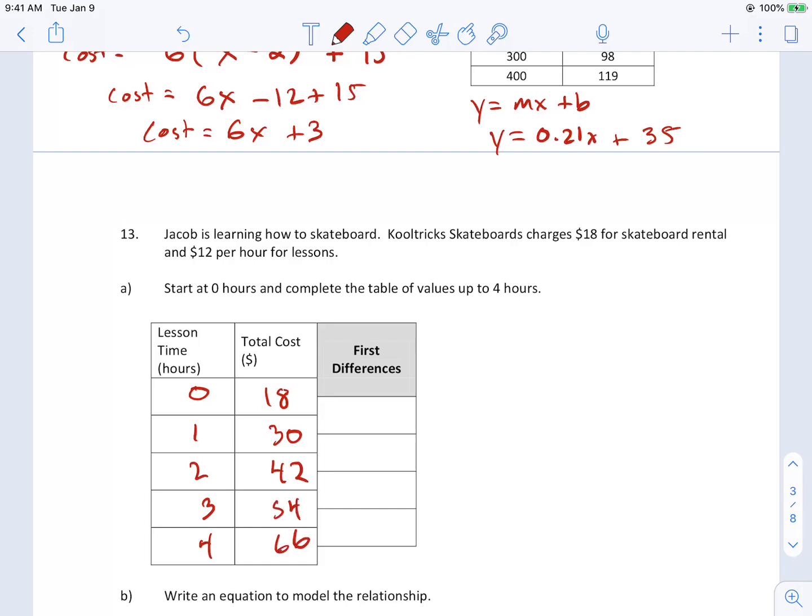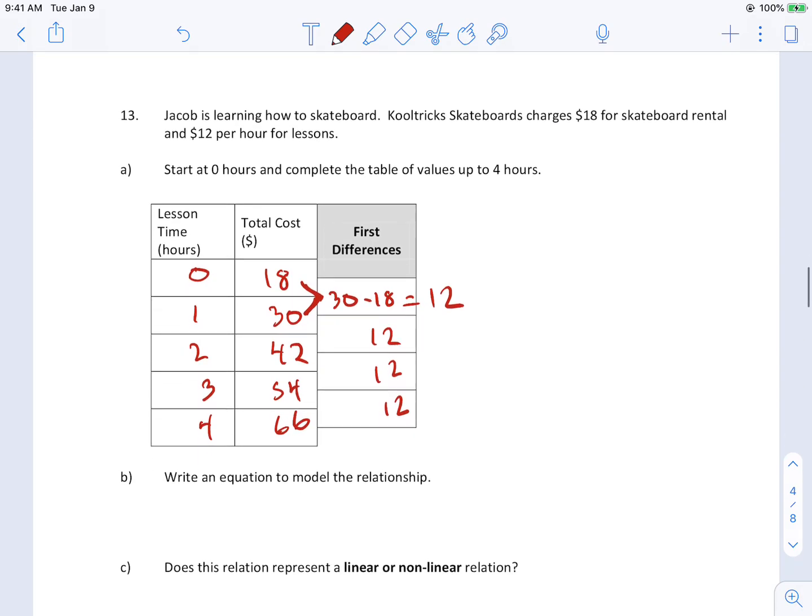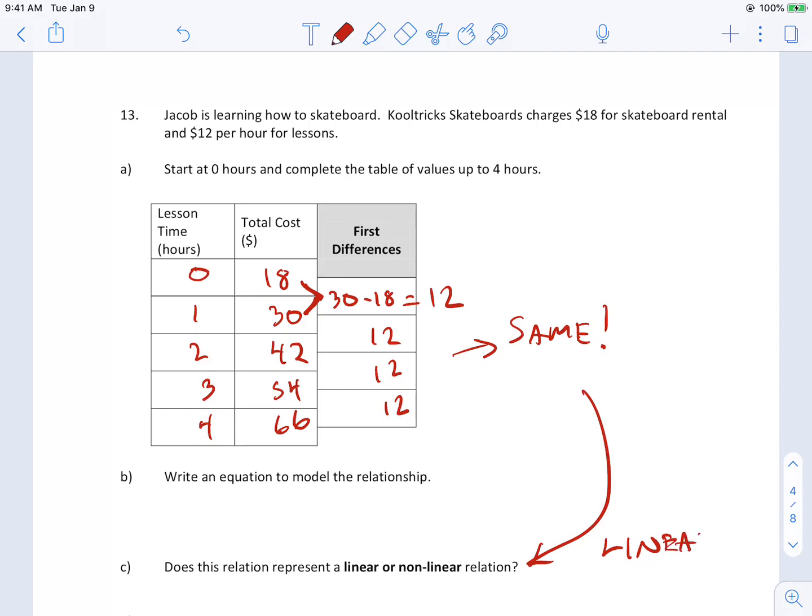So what is the first differences here? That means 30 minus 18. So to calculate first difference, you look at the bottom number minus the top number. That gives me 12. And if I did 42 minus 30, that would also give me 12, 12, 12, 12. These are all the same. And if they're the same, it means linear. So whenever you have the same, it means they are linear.